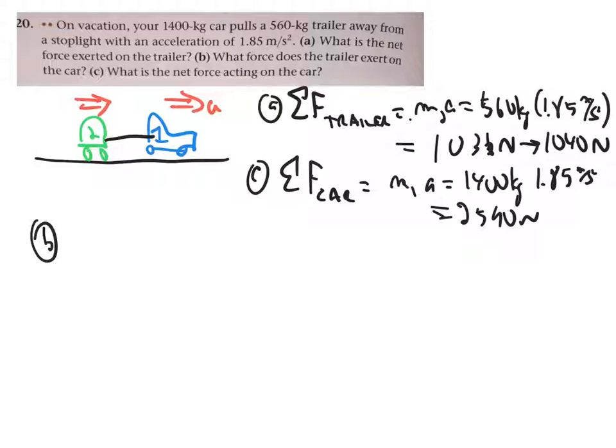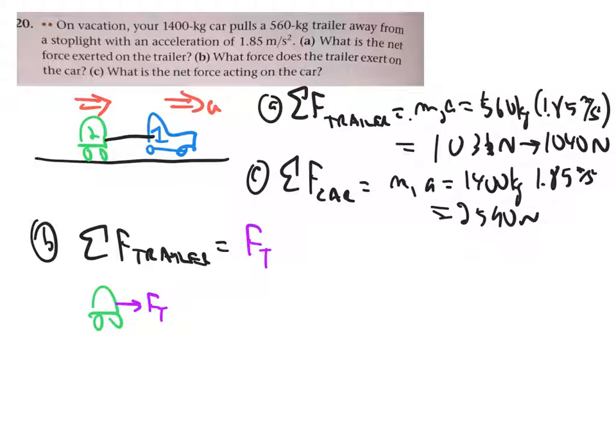So we can just say that the net force on the trailer is just the force of the tow bar. So I should do a free body diagram for object 2, and this just says there's a tow bar pulling forward, and that's what I want. But we already know from part A that the sum of the forces on the trailer is 1,040 newtons.